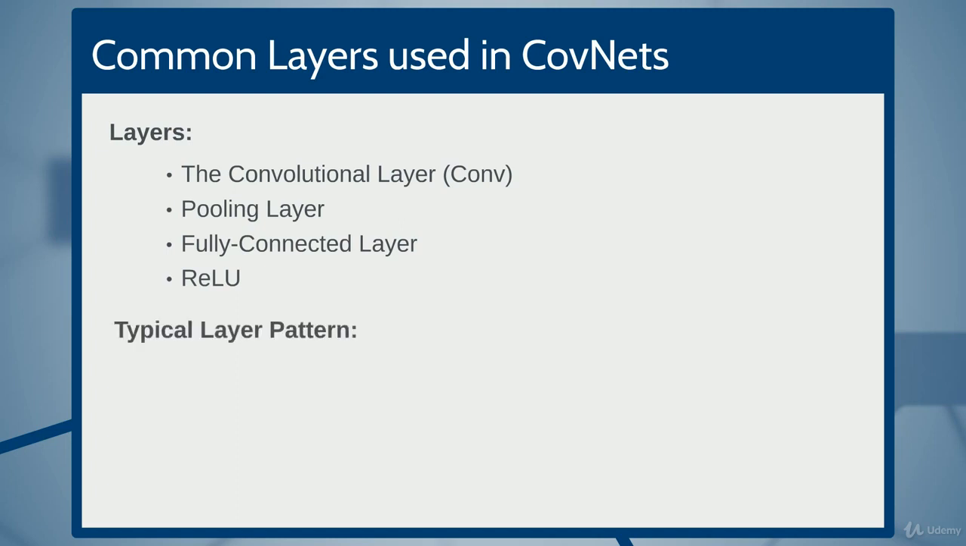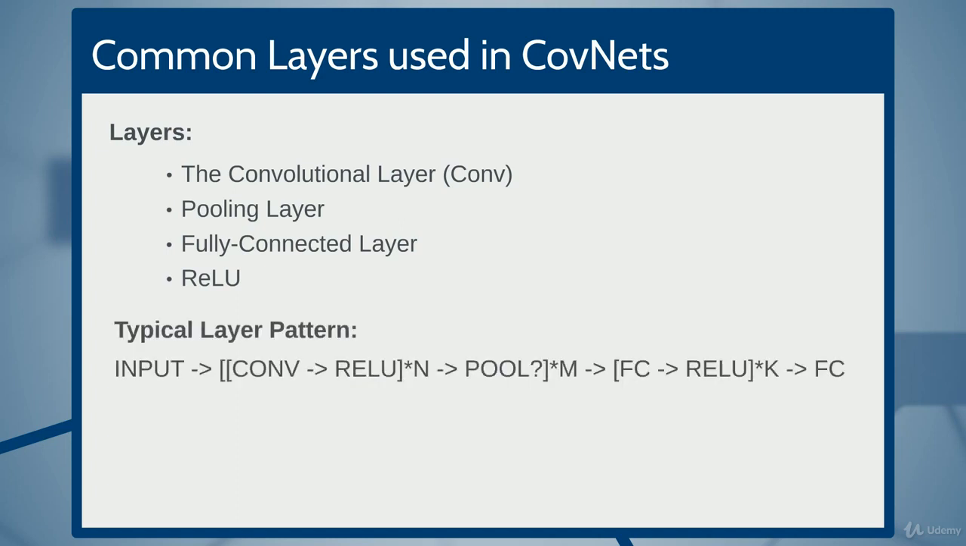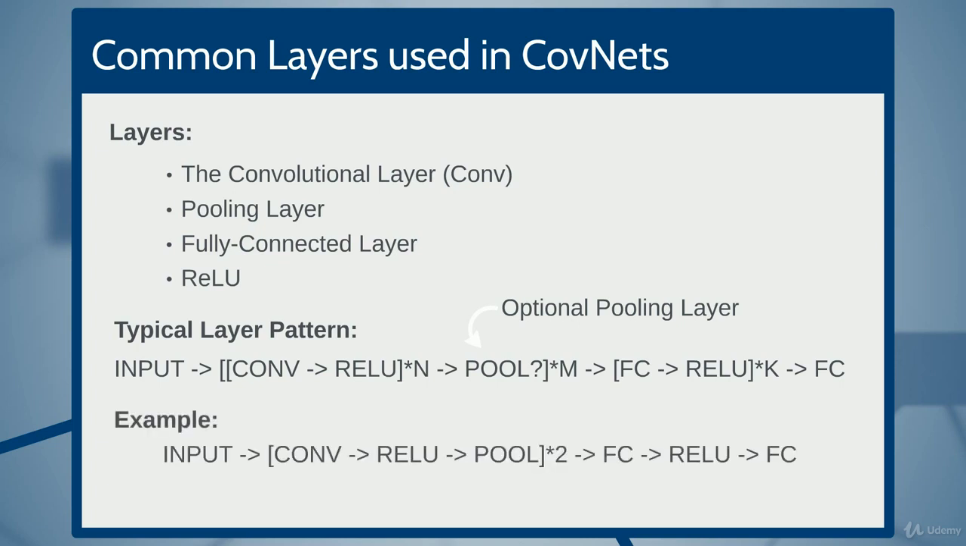So a typical layer pattern might look a little bit like this. We're going to have an input, and then we are going to do a certain number of convolutional layers with our rectifier to apply nonlinearity. And some of those could be followed with an optional pooling layer. And finally, at the end, we're going to get fully connected layers, again, with our activation functions to produce our final output. So this is a little confusing because it has N's and M's and question marks, but this is just the general pattern.